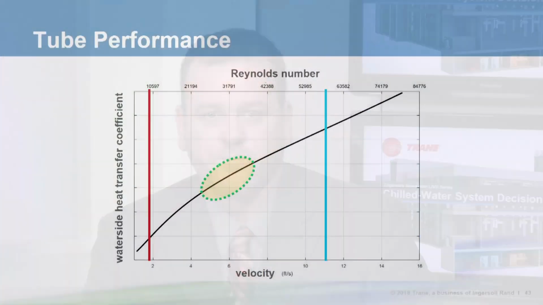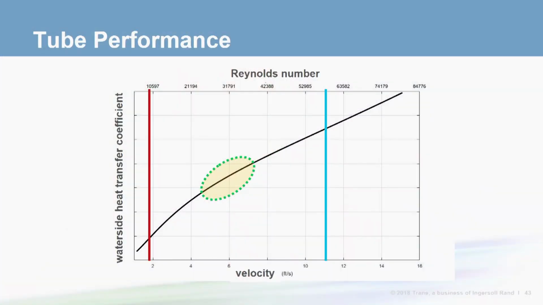So chillers also have a maximum flow. A typical value for maximum flow is around 11 feet per second, as shown by the blue line on the right. We'll discuss the implications of violating the maximum flow later. Lastly, I wanted to point out that the green circled region is the range between about 5 to 7 feet per second. This is the range that chillers are commonly selected in because it minimizes the chiller's pressure drop while still providing good tube performance.